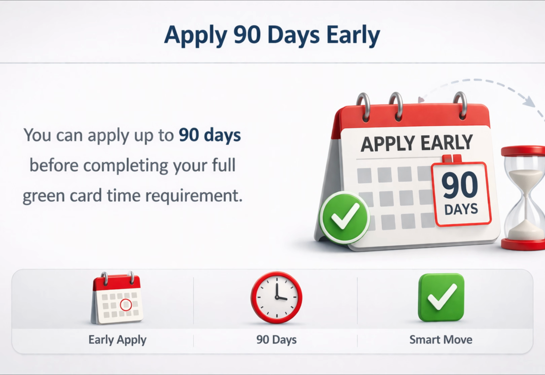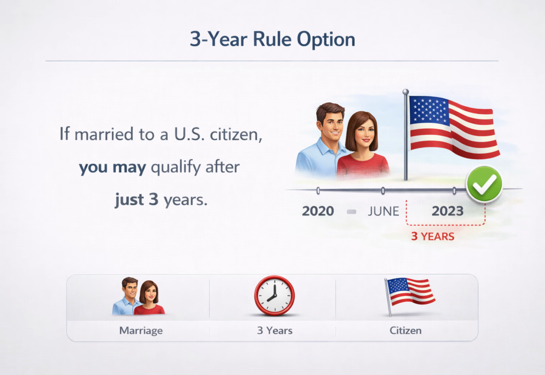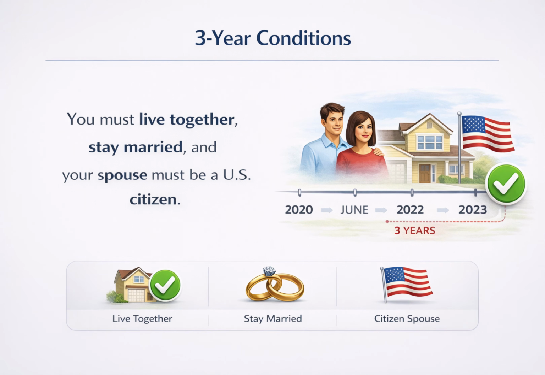before completing 5 years. Now, if you are married to a U.S. citizen, you may qualify in just 3 years. But there are strict conditions. You must live with your spouse for the full 3 years. Your spouse must be a U.S. citizen for those 3 years, and you must still be married all the way until your oath ceremony.